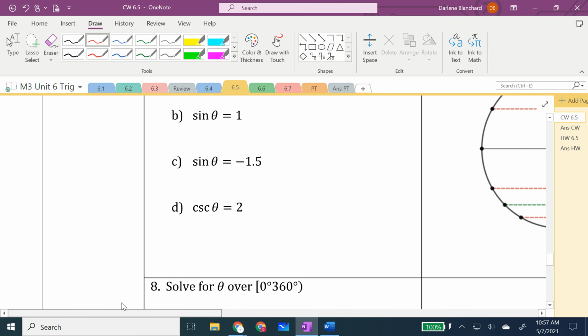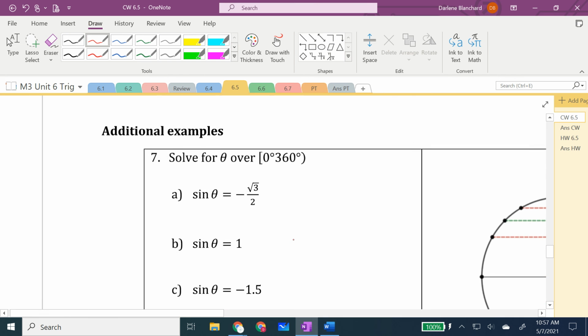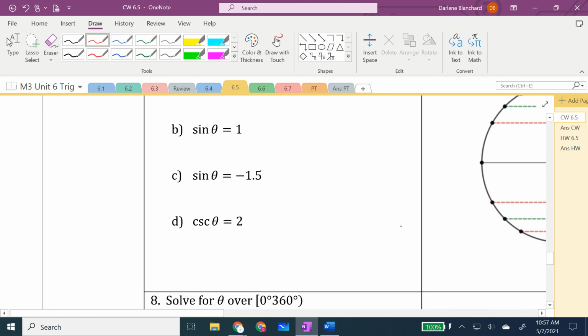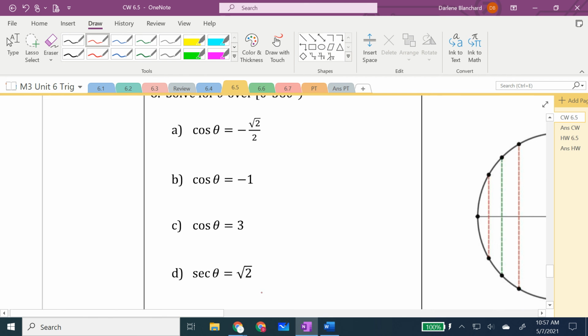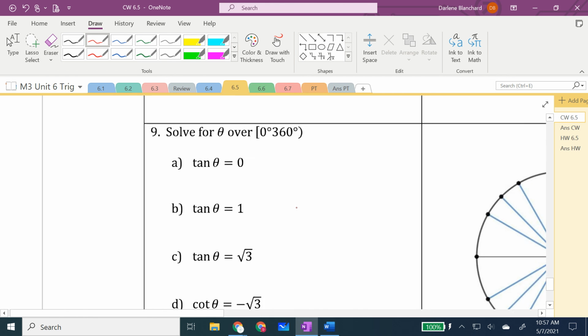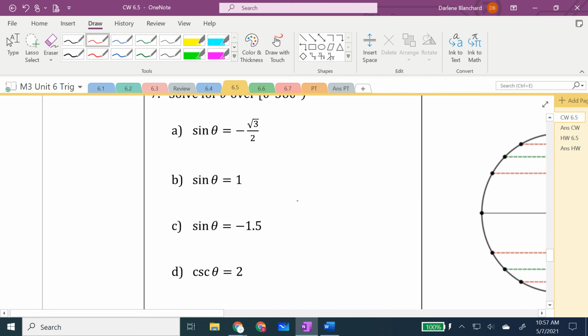Now, what I have for the rest of the examples are you focusing on sine and cosecant with horizontal lines, focusing on cosine and secant with vertical lines, and focusing on tangent and cotangent with lines that go through the origin. So right now you are going to come up with a lot of answers quickly.